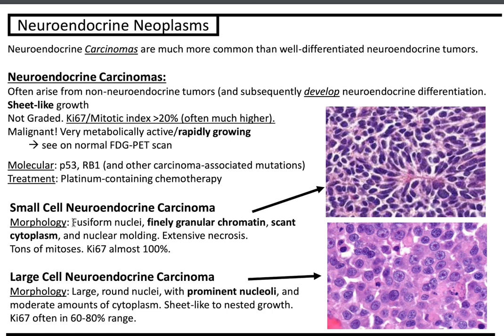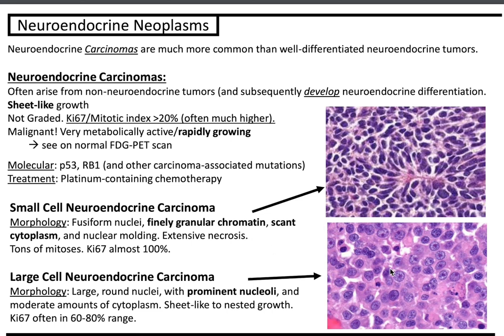Small cell neuroendocrine carcinoma. Morphologically, you'll have fusiform nuclei, finely granular chromatin, scant cytoplasm, as you can see here, and nuclear molding. You'll have extensive necrosis, tons of mitotic figures, and Ki67 almost 100%. Large cell neuroendocrine carcinoma.